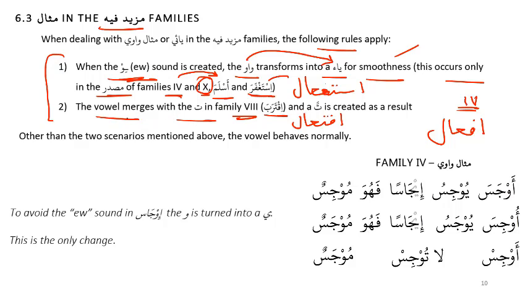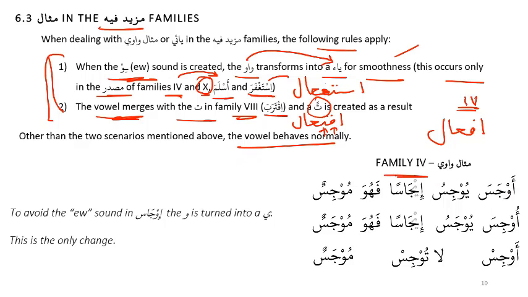So what happens here? The vowel, whatever the vowel is, be it a waw or a ya, it will go away and it will just merge with this ta over here. So we have a vowel in the fa location that goes away and we just make a ta with a shadda. So we'll see examples of all this. Now, other than these two scenarios, the vowel will generally behave normally.